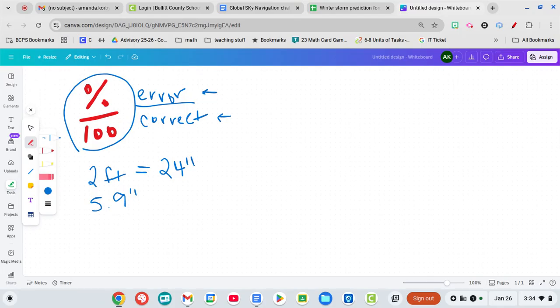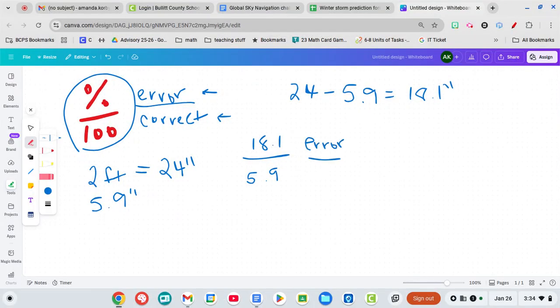So I'm going to find the amount of error. I'm going to do 24 minus 5.9 to find out how far off her guess was. And her guess was off by 18.1 inches. Now I can set up a ratio of error to correct. So the amount of error was 18.1. And the correct amount of snow, the actual amount of snowfall, was 5.9. So that's error over correct.